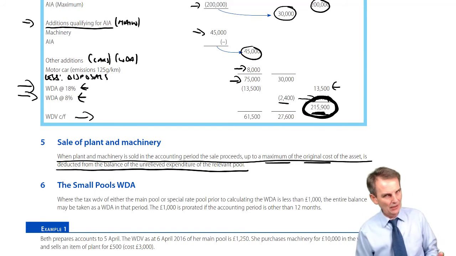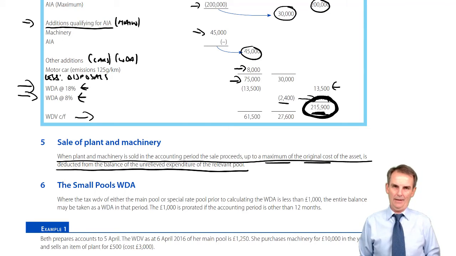Now again, in real life, it is very unlikely that you'd ever be selling an item of second-hand plant and machinery for more than you paid for it. So it's usually the proceeds. But be careful in exam questions, it happens on quite a regular basis. On one of the assets sold during the period, you've managed somehow to sell it for more than original cost.